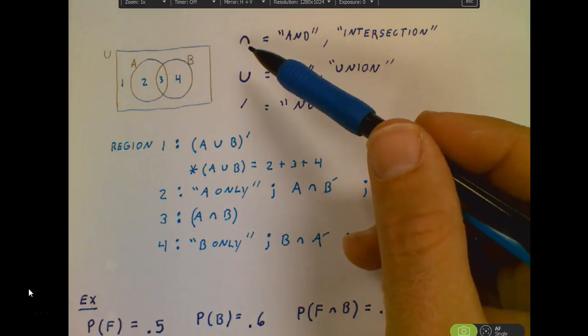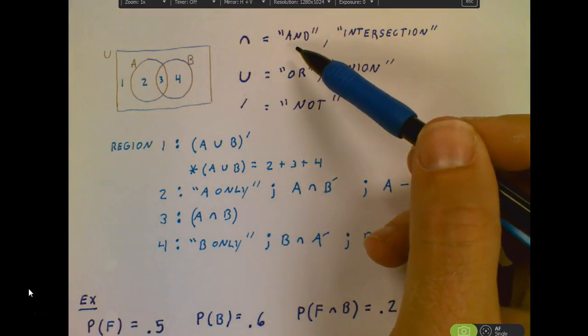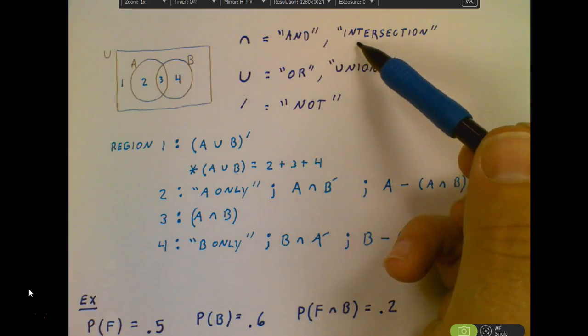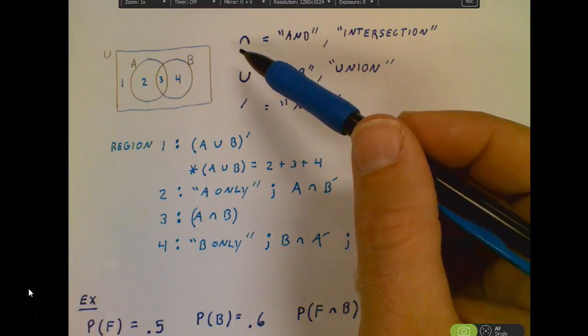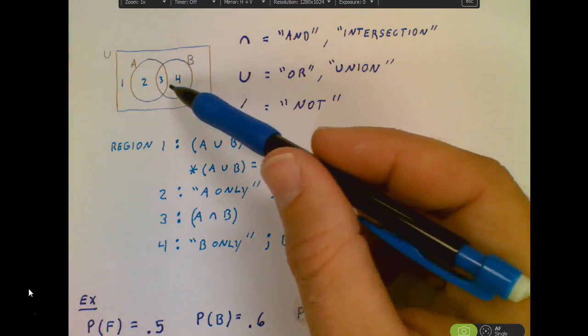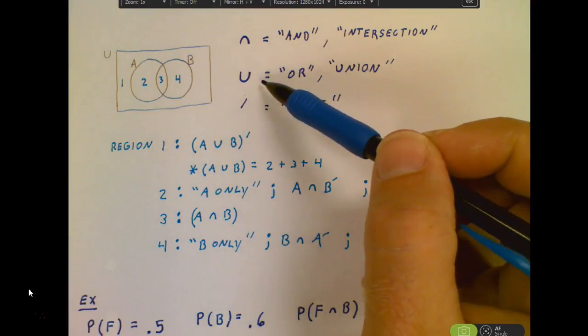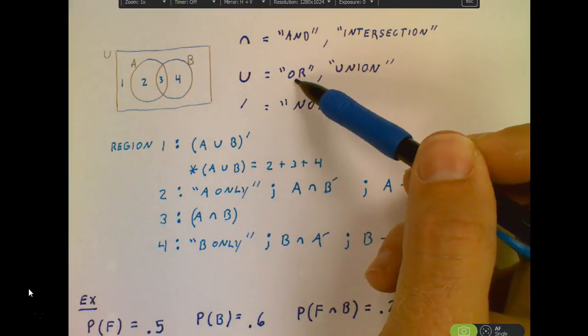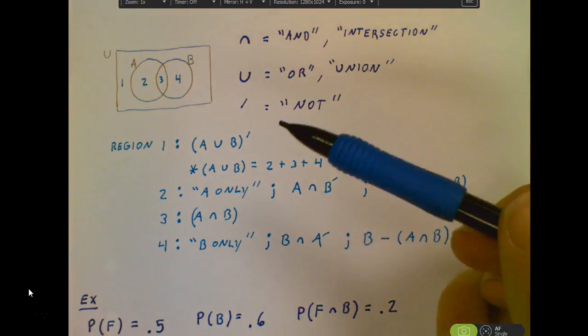So the one right here that looks like a kind of an N is most associated with the word and, or technically we call that the intersection. This is referring to whatever the events have in common, and so that's the main area that you're seeing right here, where they overlap or where they intersect. The U is for union. We usually associate that with the word or. So when we say something about event A or event B, that's the union of those two.